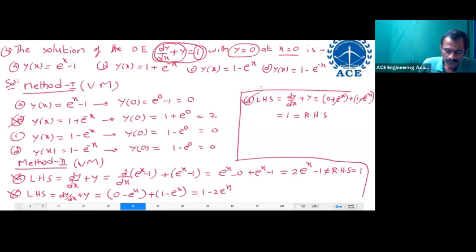Like this, without doing the problem also, we can choose answer by verification. So in verification also, there are two methods. Using initial condition, we can choose answer by verification, or using differential equation, we can choose answer. So whenever differential equation is given along with the condition and options are given, try to choose answer like this. This is a simple method.